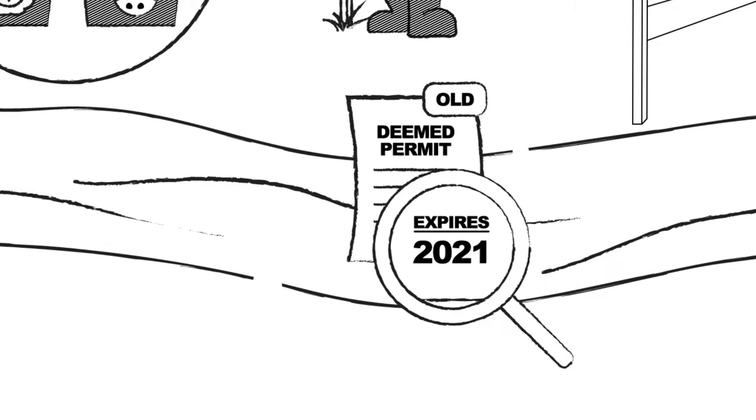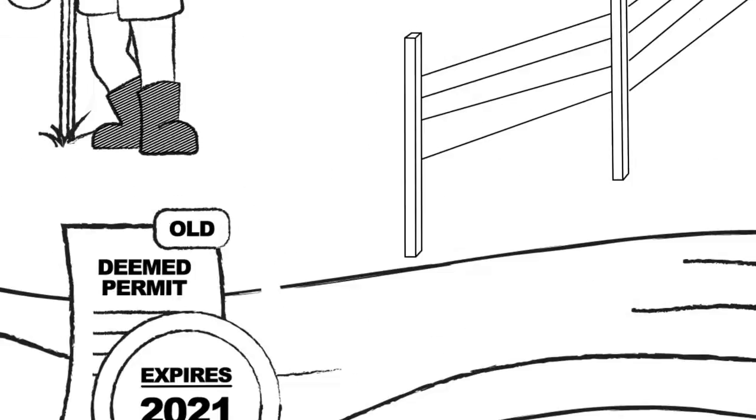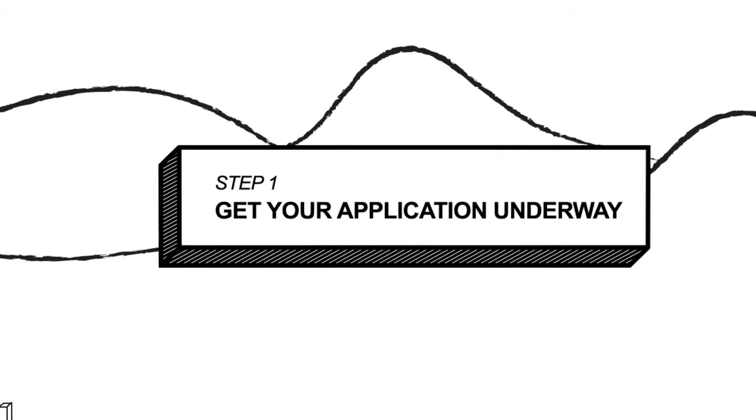If you're a farmer who takes water under an original mining related water permit, known as a deemed permit, it's due to expire in 2021. Now's the time to get your renewal process underway.